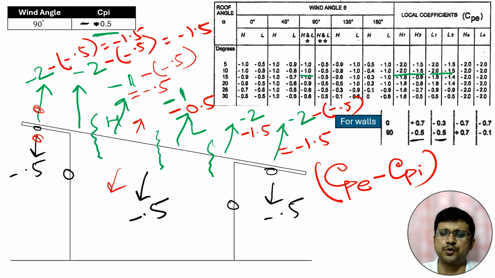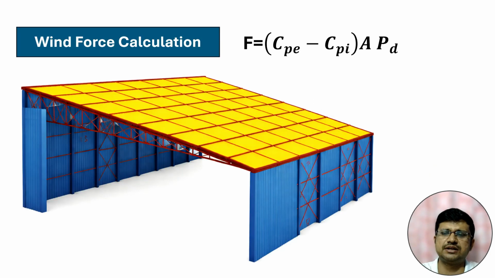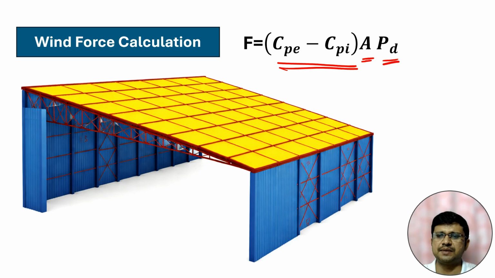Now this is the most important thing. After we calculate the value of CP minus CPI, the next task is very easy. When we have calculated CP minus CPI, the rest is very simple. We only have to calculate the tributary area and then multiply by PD. I have already said that if there are purlins like this, with the next purlin and a third purlin, then if we consider one purlin, how much will be its influence?